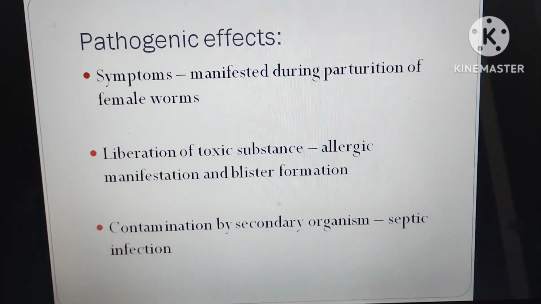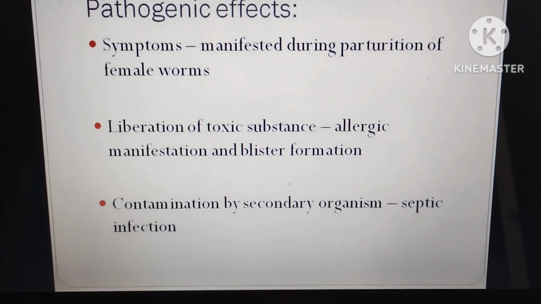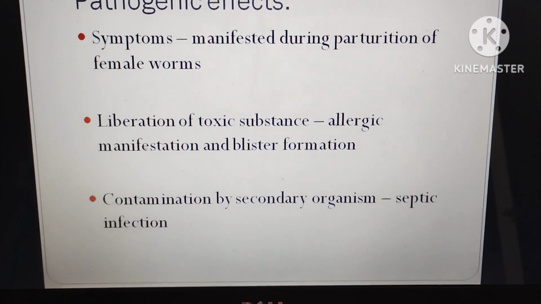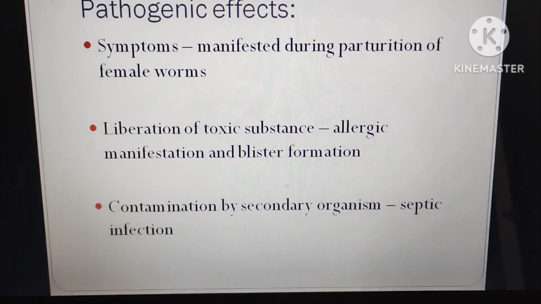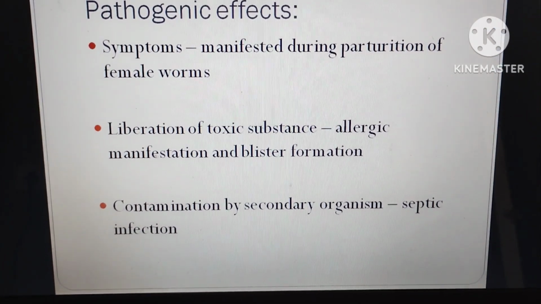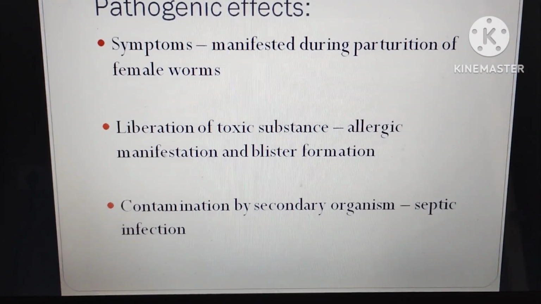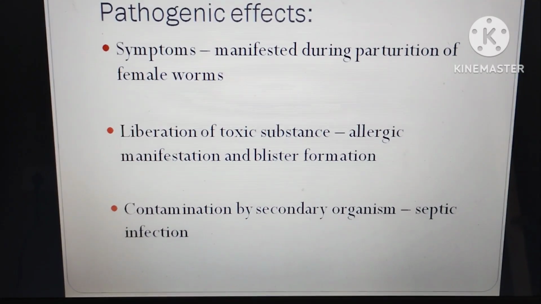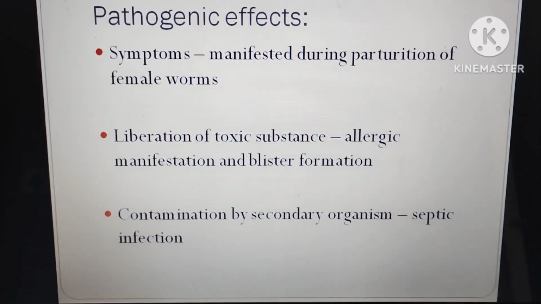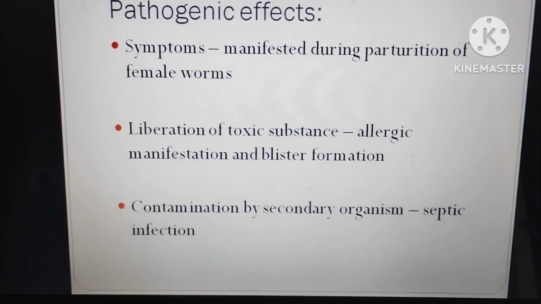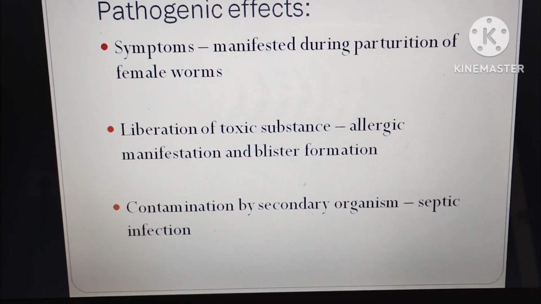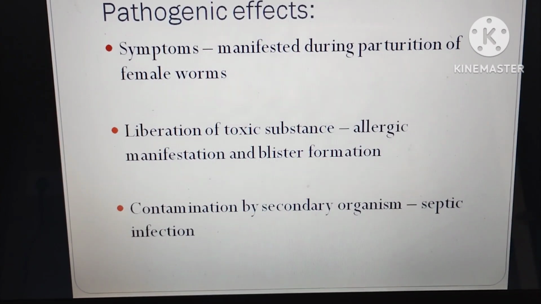Pathogenic effect: the symptoms usually manifest during the parturition time of the female worms. It releases allergic substances which cause skin manifestations and blister formation. Via those blisters only, the worm tries to come out to discharge the larva. If the blister gets contaminated by a secondary organism like a bacterial infection, it can lead to sepsis.